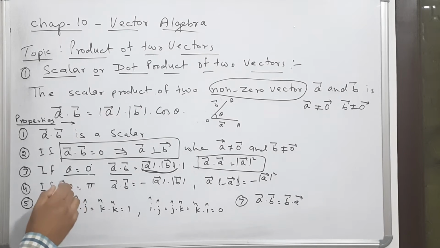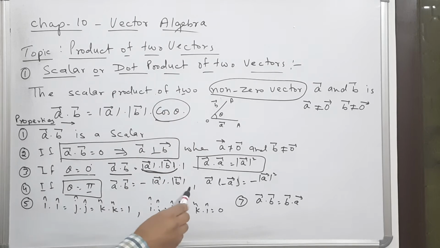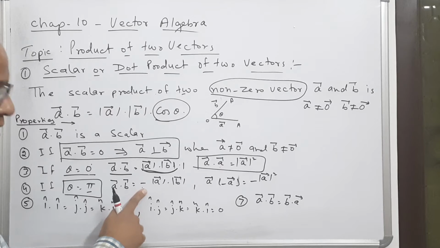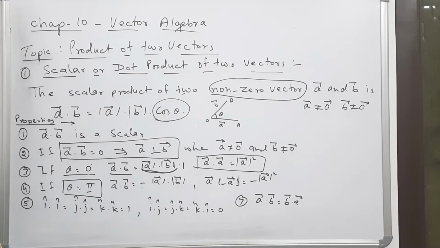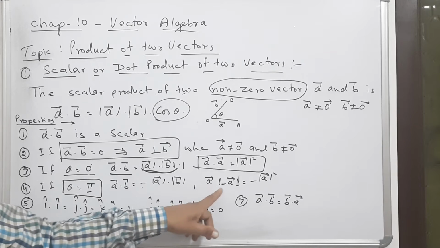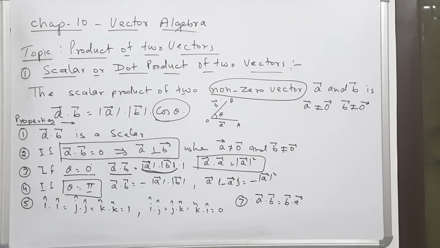Now if the angle between two vectors is pi, you know the value of cos pi is -1. So here the dot product will be equal to minus the product of their magnitudes, and for A and minus A vector it is minus the square of the magnitude.